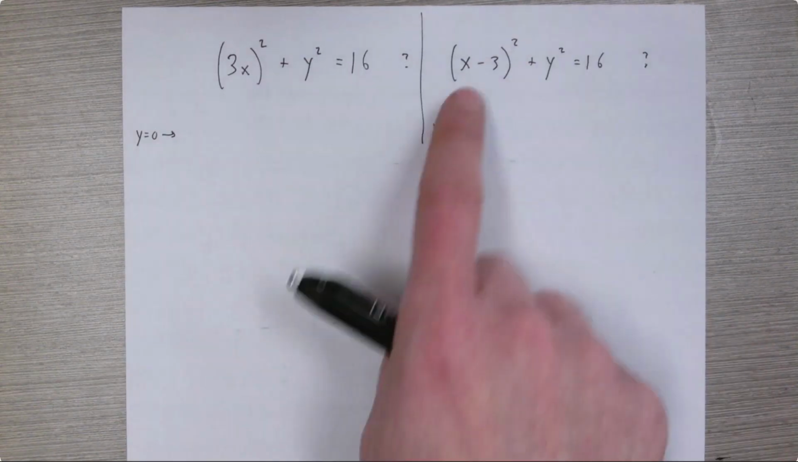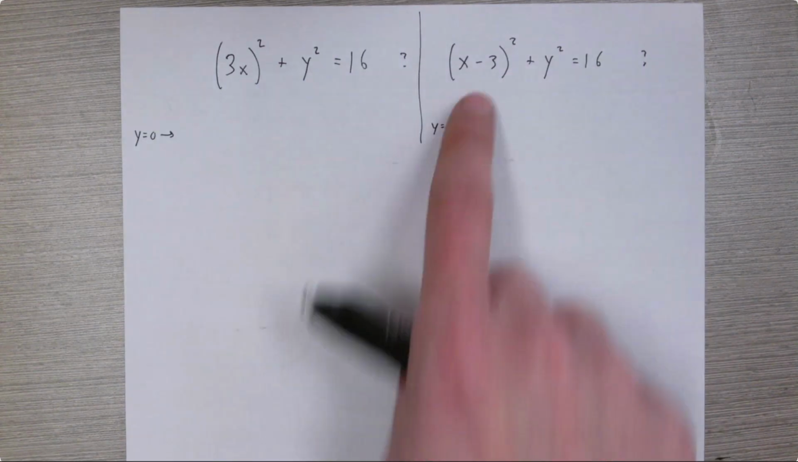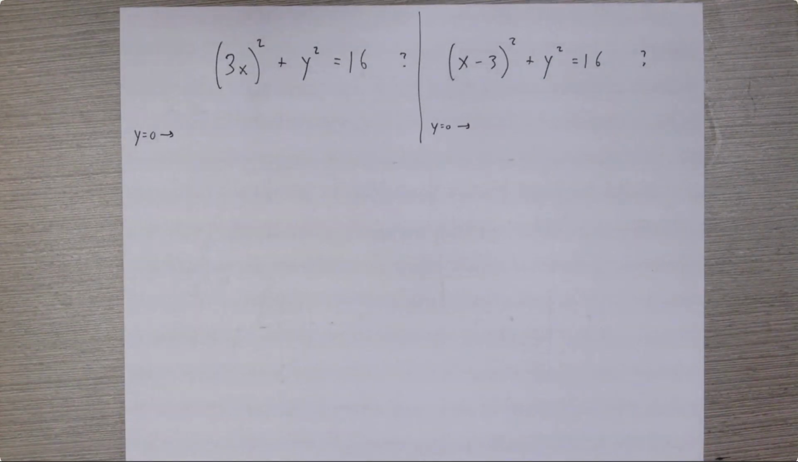Same thing over here. What if I'm going to subtract 3 from x before I square it? What effect is that going to have on the x values if you isolate x to calculate what they are? Good luck.